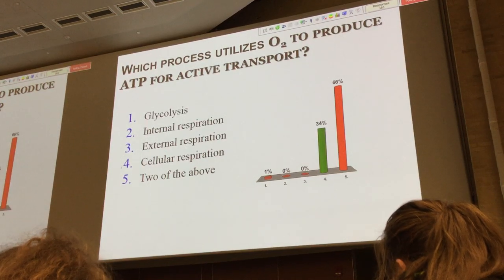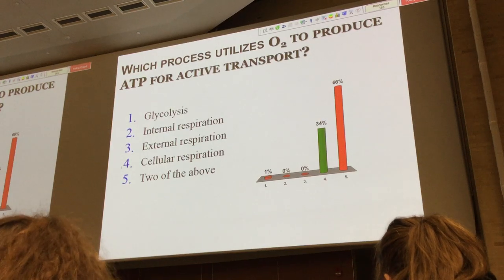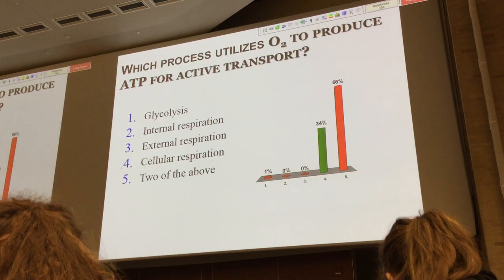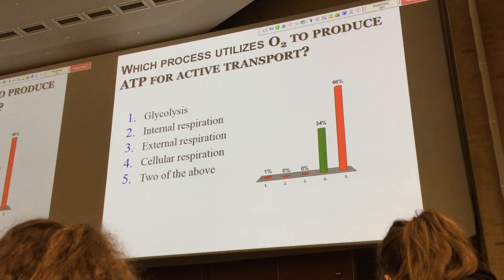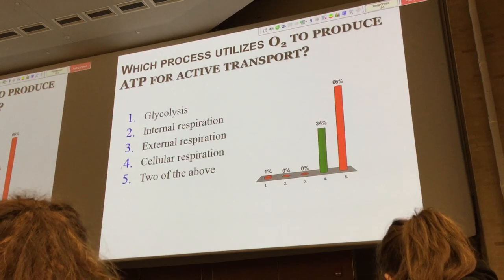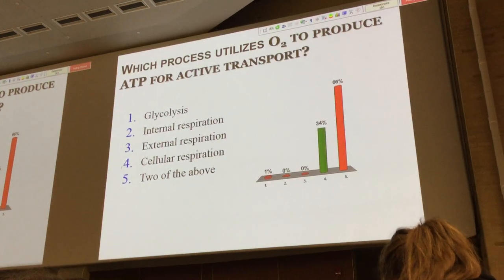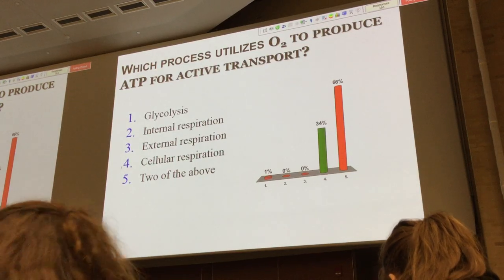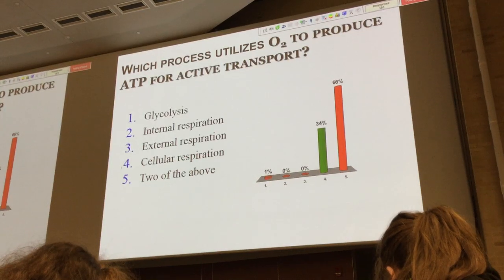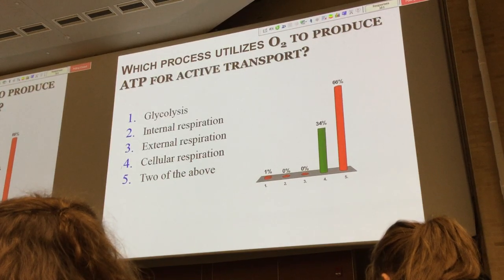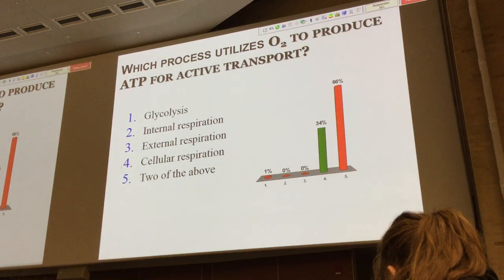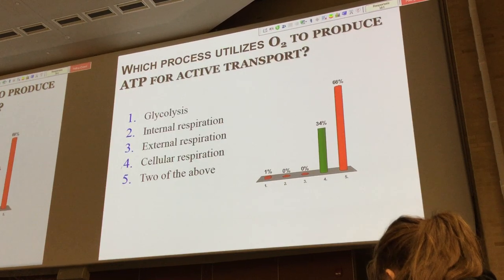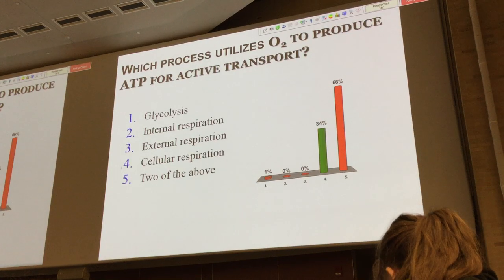Yes, O2 is transported in both of those, but it's passive. If you're reading the question, it says what utilizes O2 to produce ATP. There's no active transport at all in internal and external. It's all what? So why did you pick two? Glycolysis? No, you're not thinking. Glycolysis is what kind of respiration? What's the other word? Anaerobic. There you go. So don't you feel really stupid now? Yeah, this is why you don't get my questions right on the test. You're not reading the whole thing. You can't get it right if you don't understand us. So get help. Go to SI.